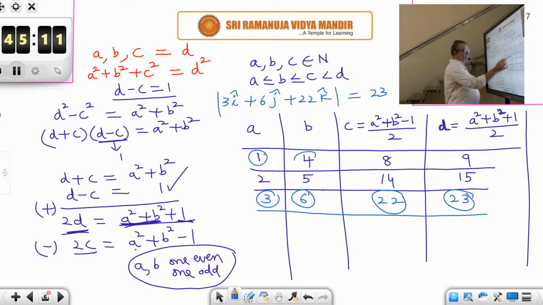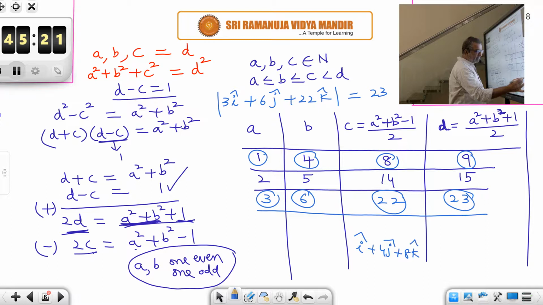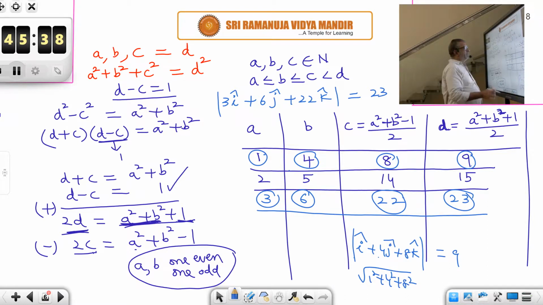Here you say (1, 4, 8) gives 9. That means i plus 4j plus 8k. What is the modulus of this vector? It is just equal to 9. Because the modulus of the vector 1i plus 4j plus 8k is root of 1 square plus 4 square plus 8 square. But we know that 1 square plus 4 square plus 8 square is 9 square. So root of 9 square, that is 9.